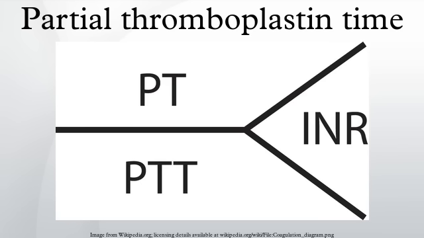Deficiencies of factors VIII, IX, XI and XII and rarely von Willebrand factor may lead to a prolonged aPTT correcting on mixing studies. History: the aPTT was first described in 1953 by researchers at the University of North Carolina at Chapel Hill.